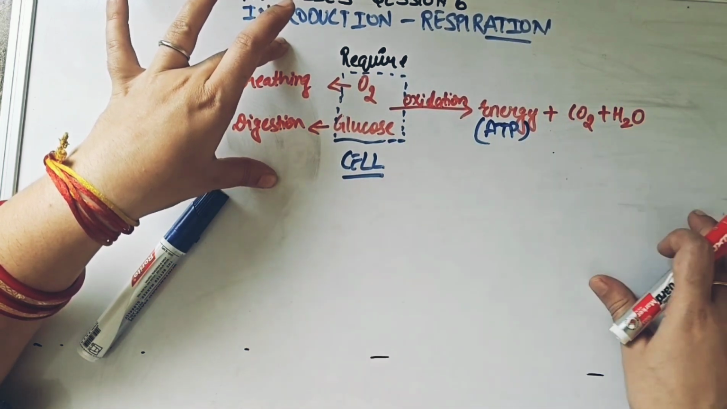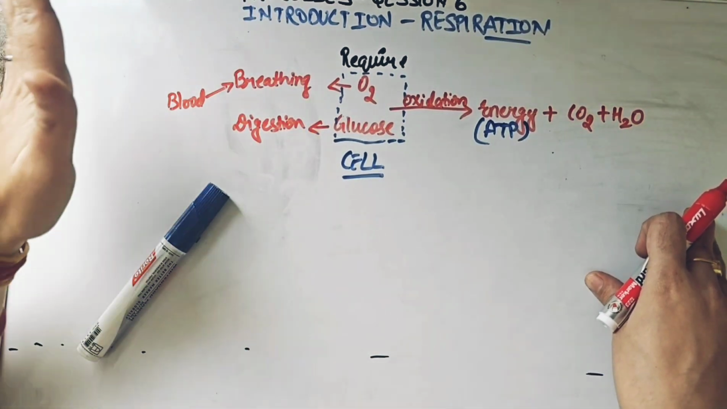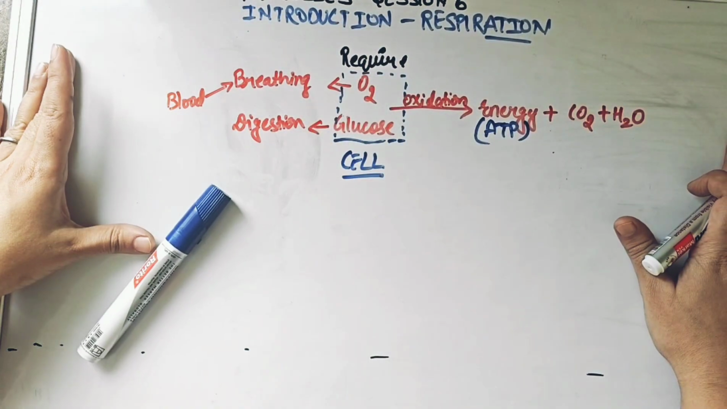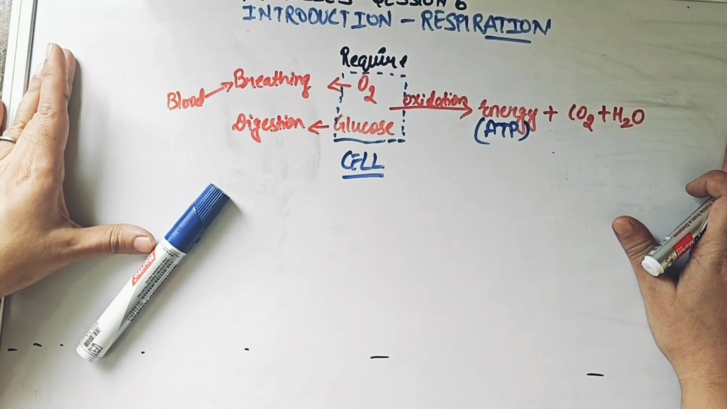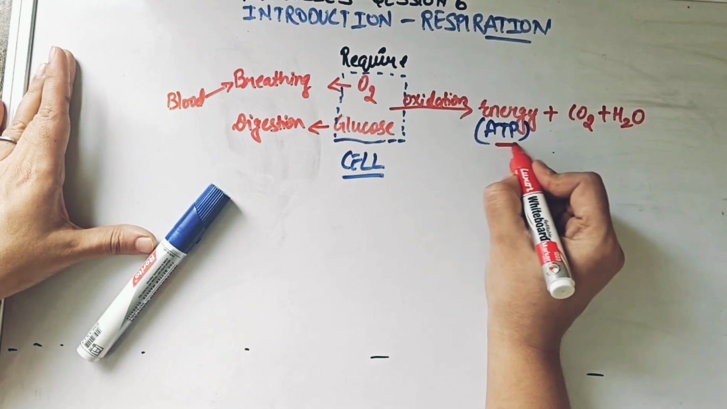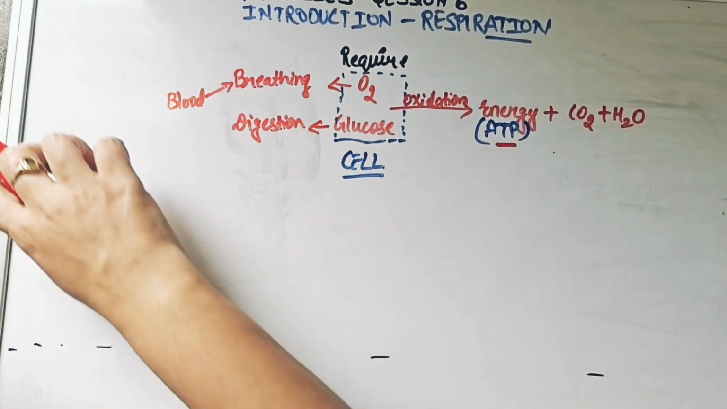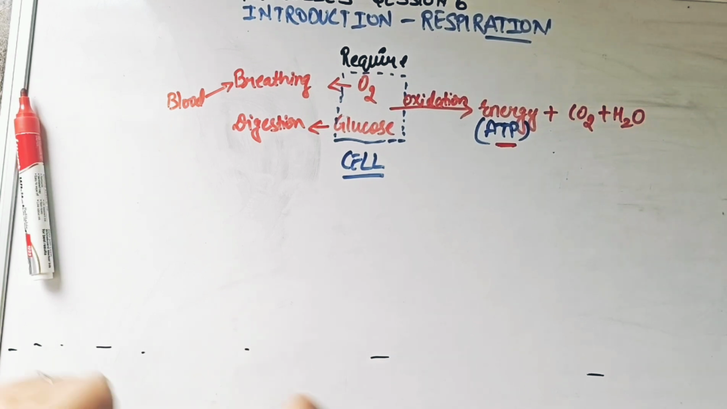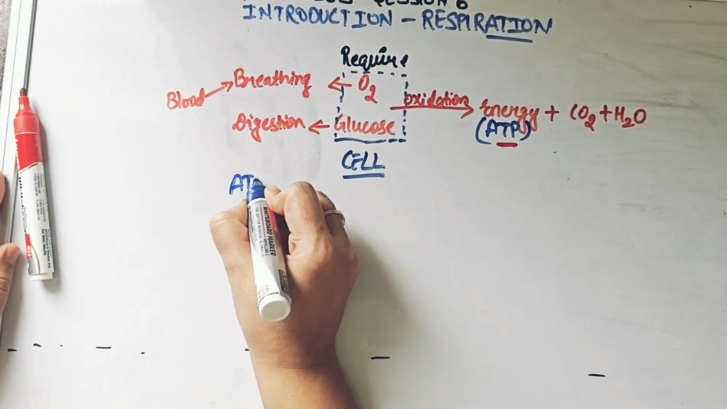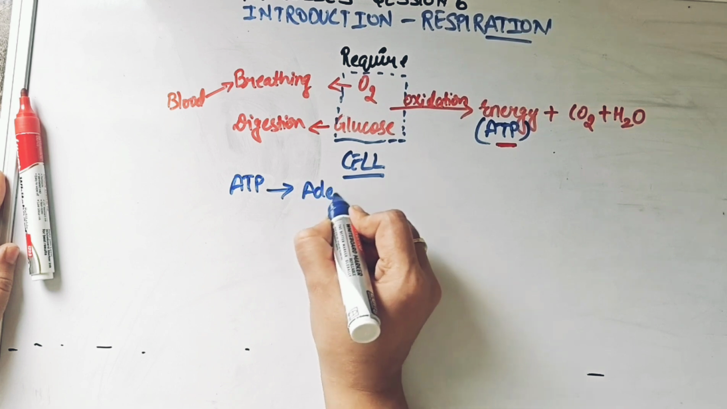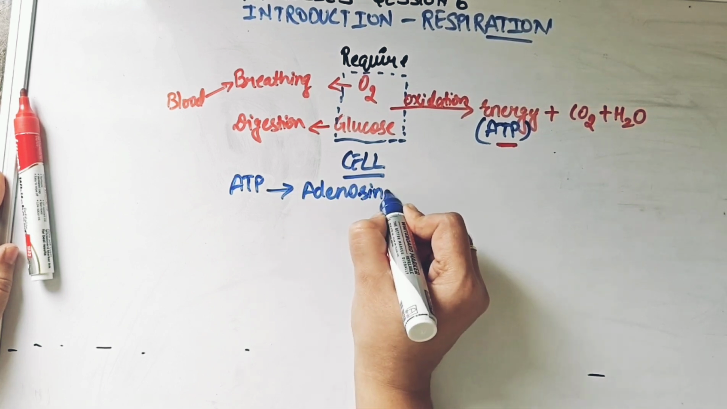Alright, so I hope I have made clear the difference between breathing and respiration, and what this entire process of respiration is that we are going to discuss in detail. Now let us talk about this energy currency in a little detail, what ATP is. I think many of you would know what ATP is. ATP is something we say as adenosine triphosphate.